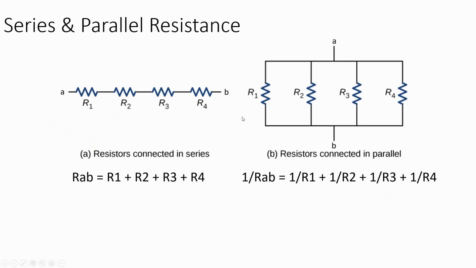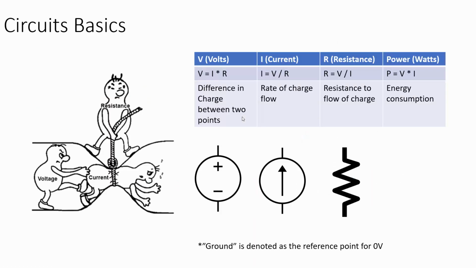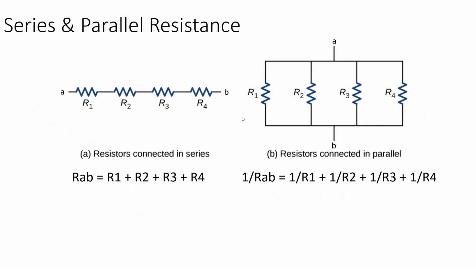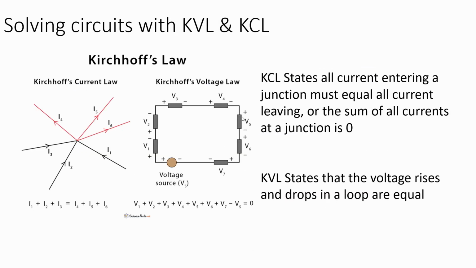Okay, so that gives us the circuit basics: how to combine resistors, how to calculate how much voltage you have based on the current and the resistance, or how much current you have based on the voltage and resistance, or how much resistance you have based on the voltage and the current. Now we get to how to actually solve a circuit. Let's say you have a complicated network of resistors, voltage sources and current sources.